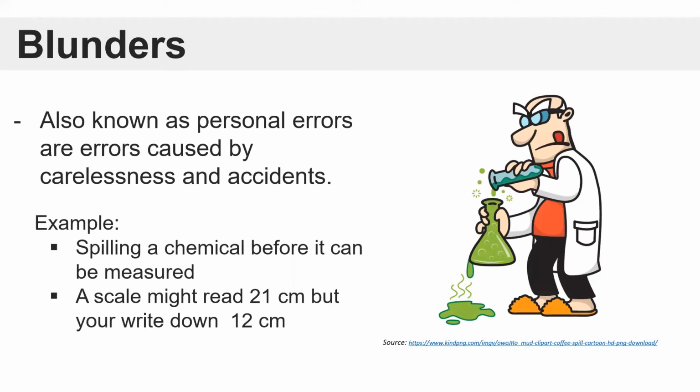Blunders are also known as personal errors. These are errors caused by carelessness and accident, which is why blunders are sometimes called accidental errors. Let me write it here. It is also called accidental error or gross error. Blunders usually result in anomalous data in your experiment. Anomalous data is data that can extremely affect your data set during the analysis.